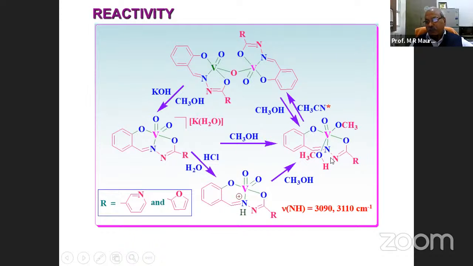And this methoxo compound, if you keep it in acetonitrile for a week, or reflux it for about 24 hours, slowly converts into the dinuclear species. So we could make a very good cycle, and we could observe all these, and we will publish these observations.